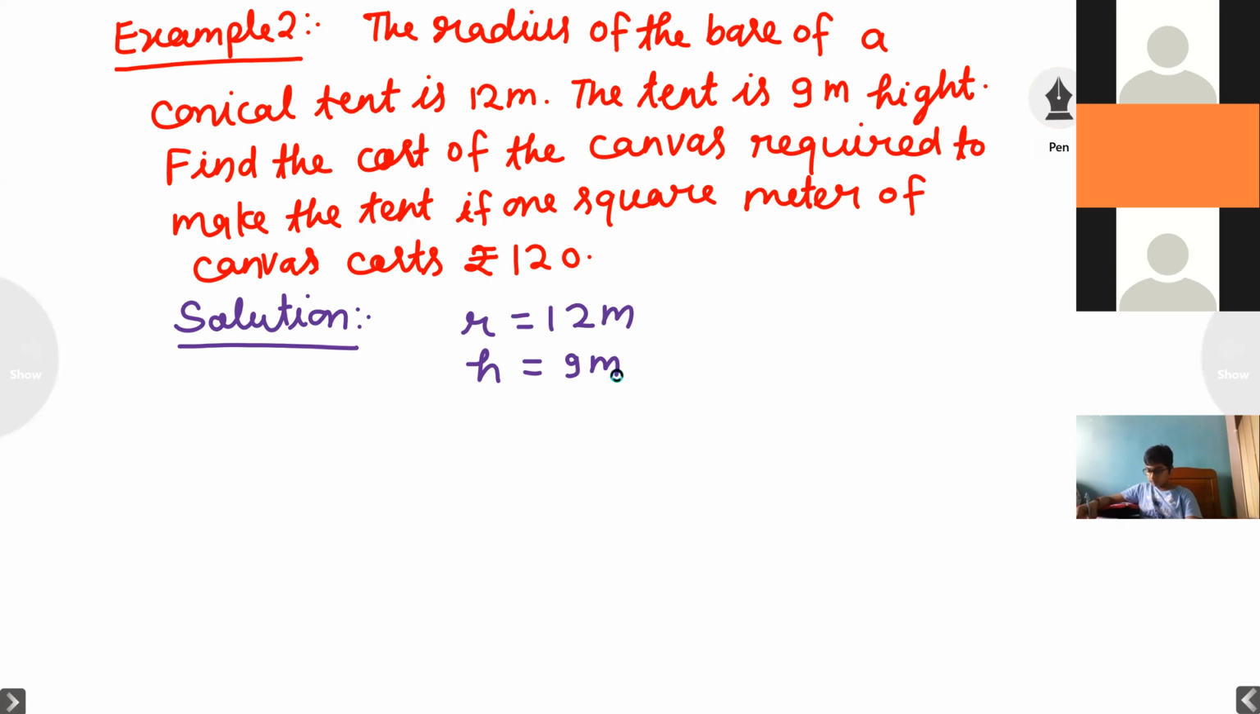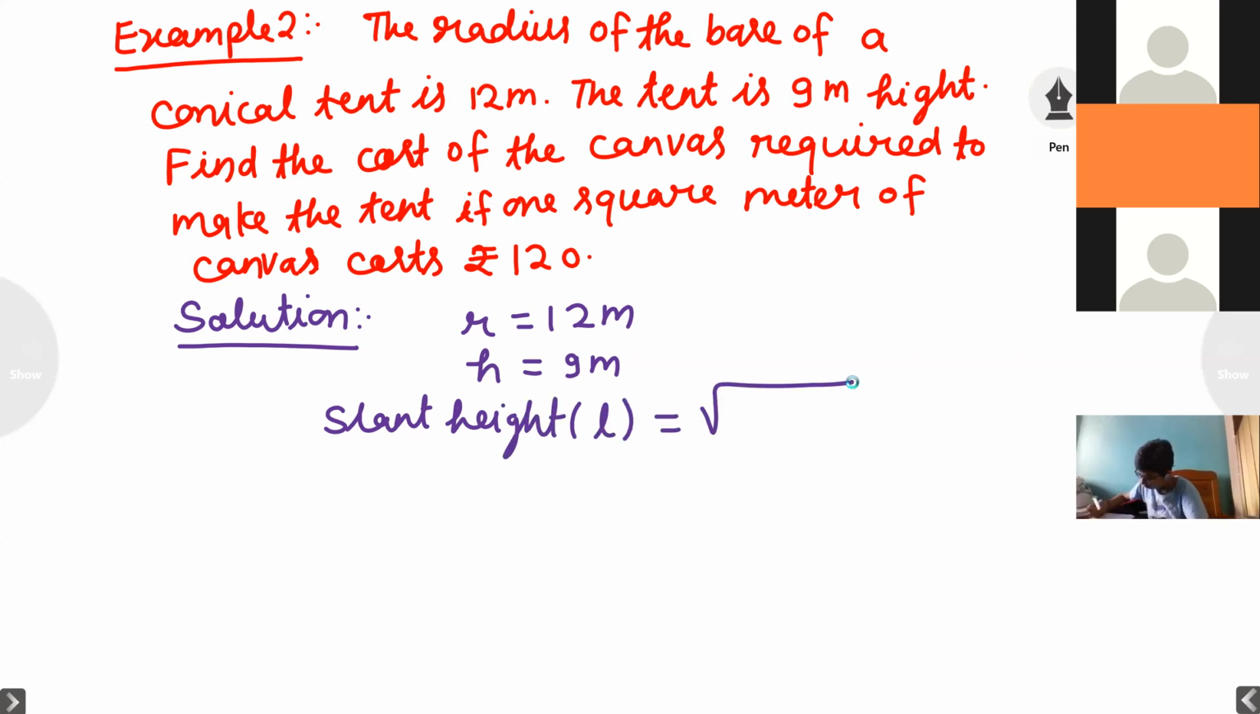It means firstly I want to find out curved surface area. We know curved surface area is equal to pi r L, but we don't know L here. Firstly I want to find out slant height. Slant height L is equal to square root of h square plus r square.